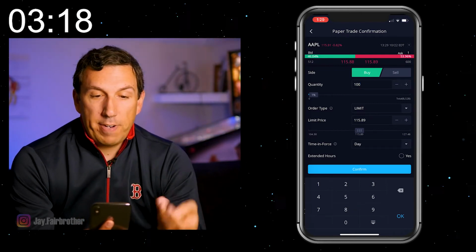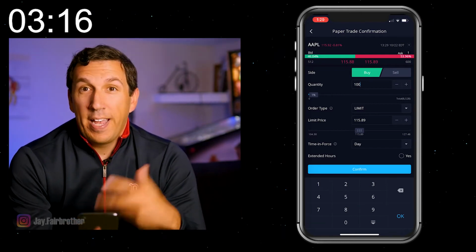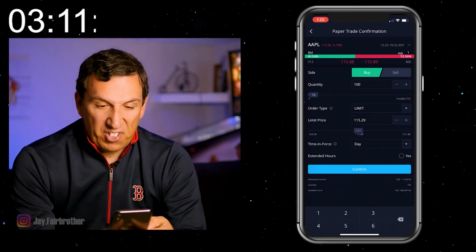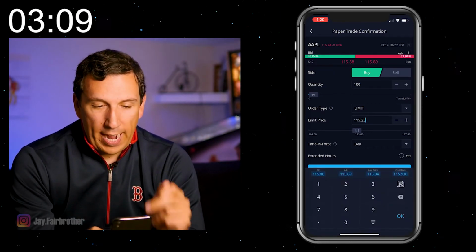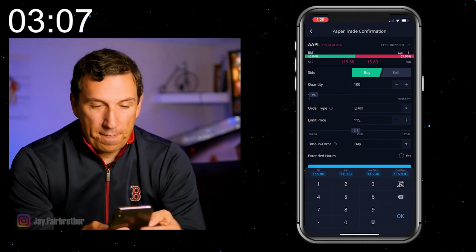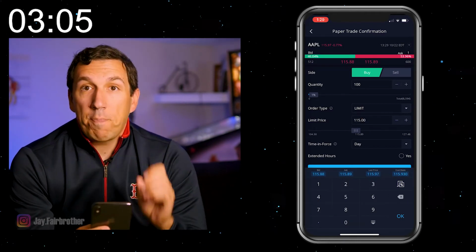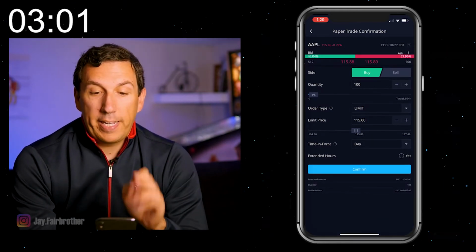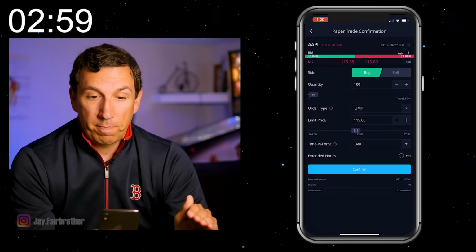So right now Apple's trading at 115.92. I think a fair price for Apple will be $115 even, let's say. So I enter my limit price of $115, and when I press confirm, my order will only be filled if Apple hits $115 even.